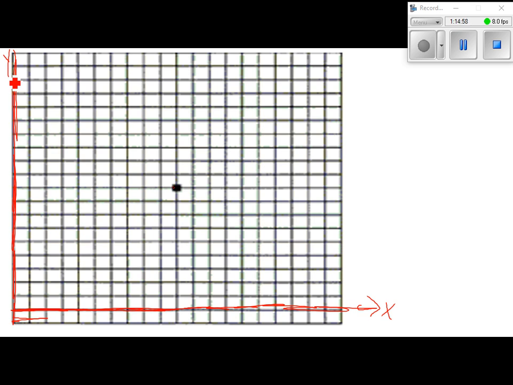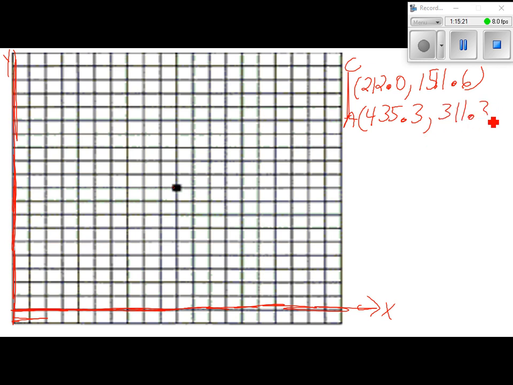Now when we do this, we have these ordered pairs: 212.0, 151.6, that was Chelsea. And Amy was 435.3 and 311.3. So we're not going to fit on our graph here. We're not going to fit 212 or 151, none of those on here.